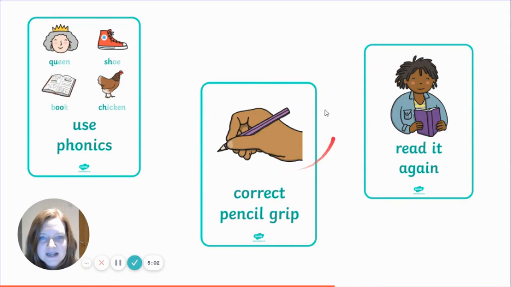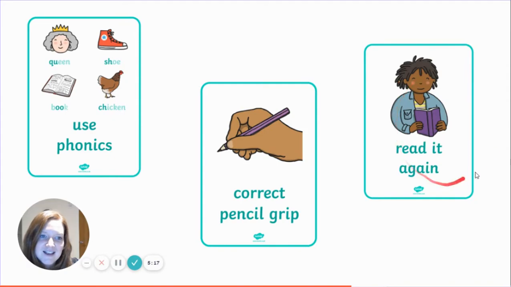I've got a couple of slides about pencil grip. We need to make sure we hold our pencil correctly with the right fingers and thumbs, because if not, when we are writing a lot and using our pens a lot, it will hurt our hands. So we need to make sure that we have the right pencil grip.